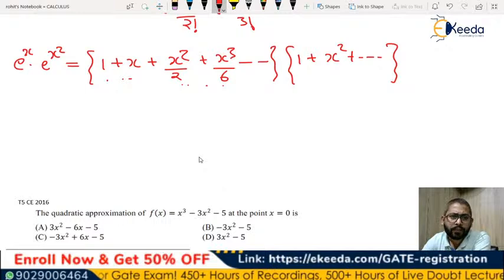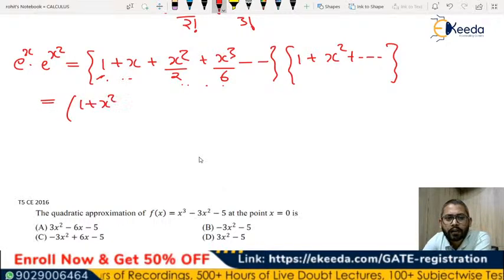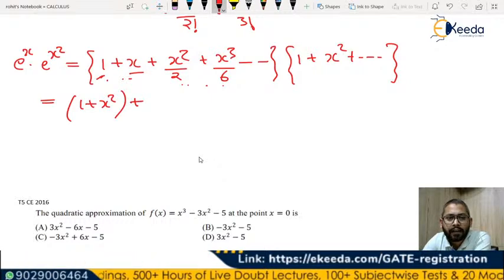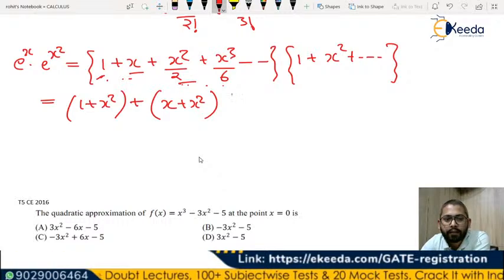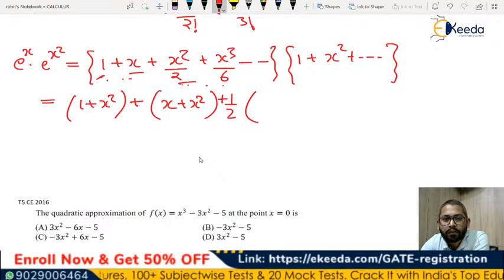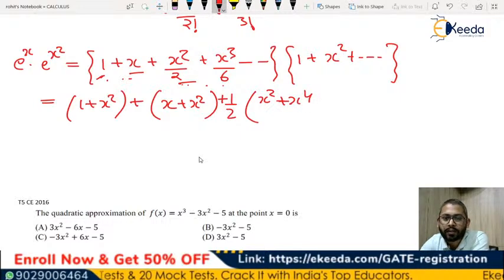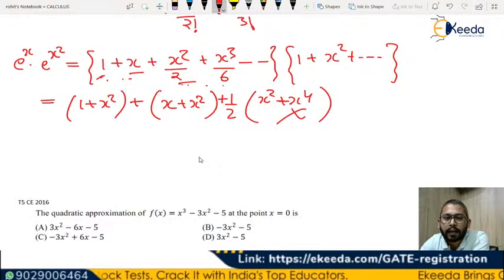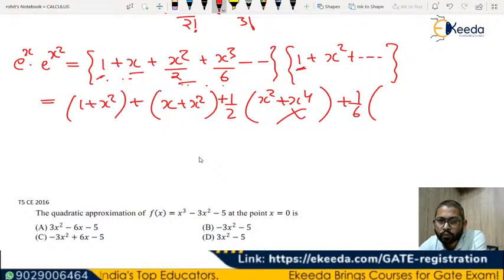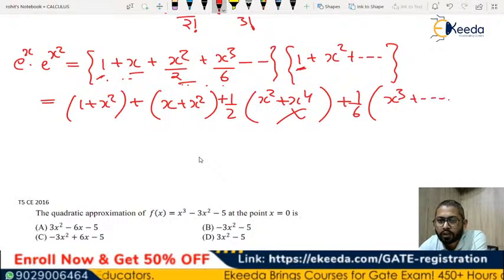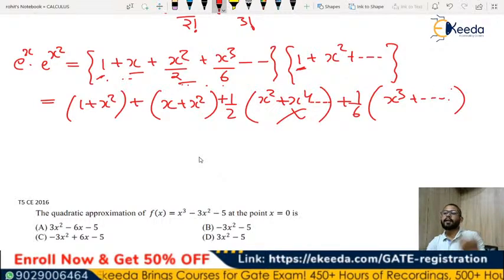So let's expand this. For the first term, we'll have 1 plus x square. For the second term, that is x, we'll have x plus x cube. For the third term, x square by 2, we'll have 1 by 2 times of x square plus x to the power 4. So x to the power 4 also has to be dropped. So let's not write this. And then 1 by 6 x cube should only be multiplied with this 1 plus dot dot dot. You can write dot dot dot here also, right? I am trying to avoid anything higher than 3.